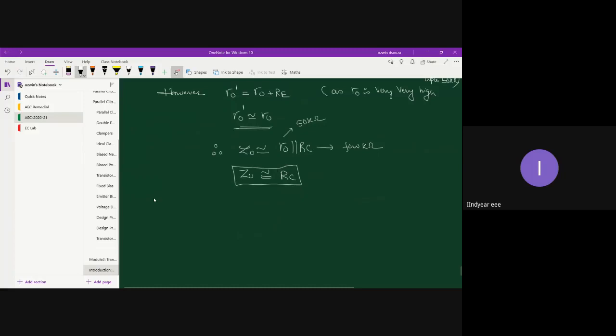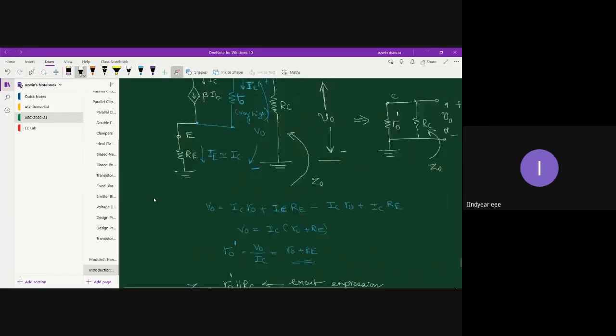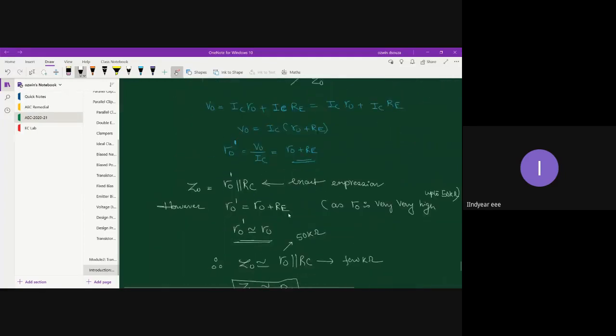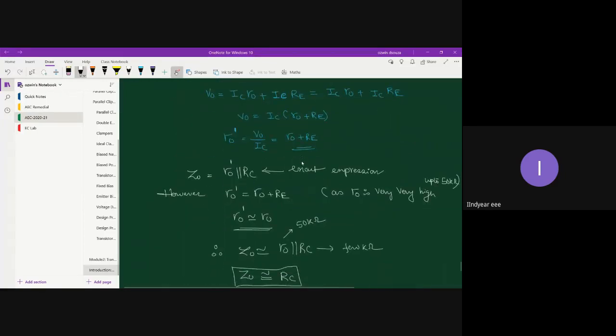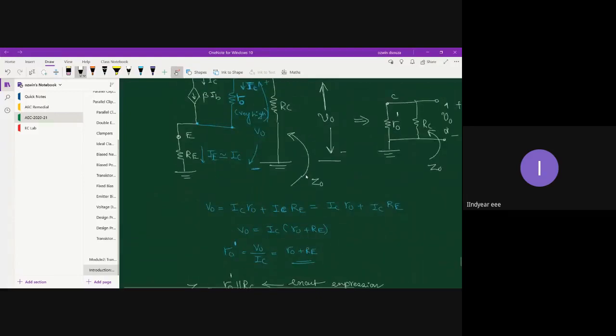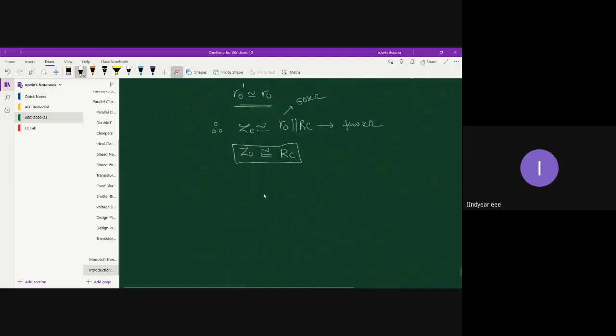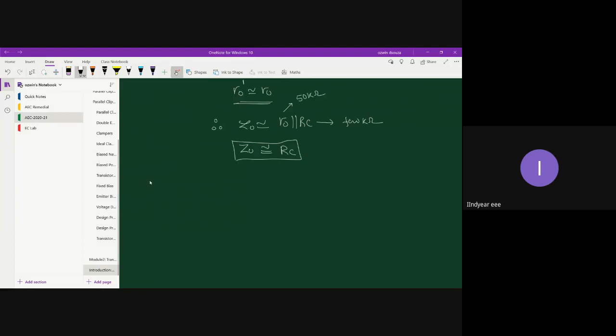So the summary is, if you have understood the analysis, in exam you don't have to show all this. This step I have shown for your experience sake. In the exam you can directly write Z0 is measured across collector to ground, and across collector to ground RC is coming into picture. Hence Z0 can be given as RC. If you write this, for me it is more than enough. Even for an external examiner it is enough. Next up we have the voltage gain AV.